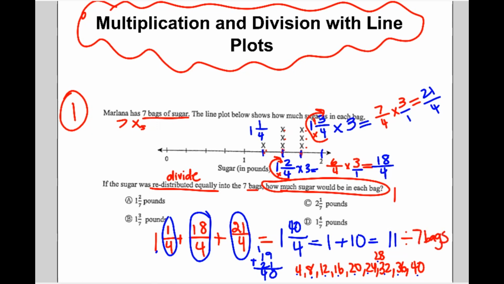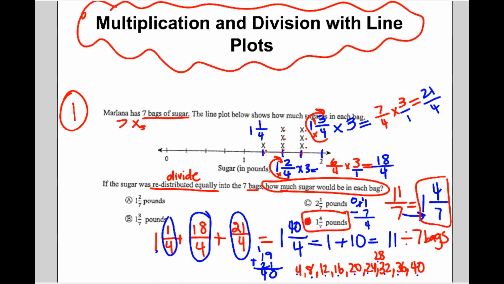Okay, so now that looks like 11 over 7. How many 7s can I get out of 11? 1. What's left over if we do 11 minus 7? That's 4. So 4 is our numerator and our denominator won't change. So that's 7. 1 and 4/7. Which answer is that? That will be D. That would be how much is in each bag.